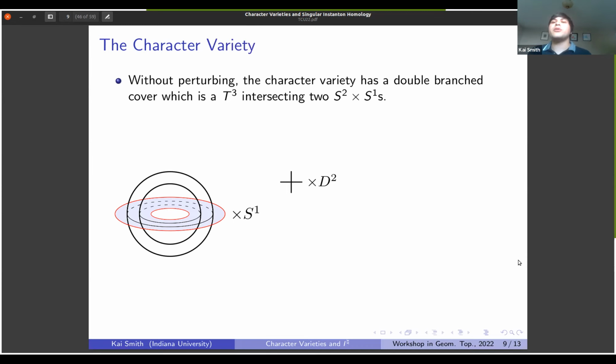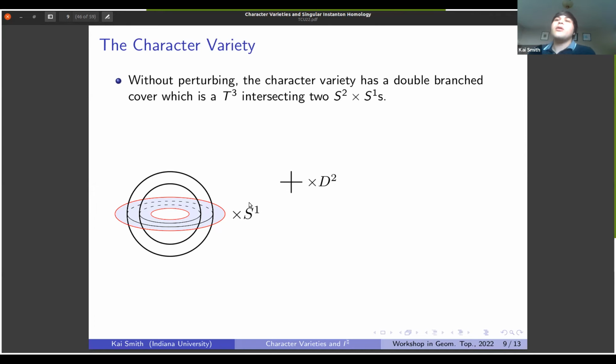And before we perturb, this is the character variety we get. We have a T3 intersecting 2 S2 cross S1s. So here's sort of my picture for it. I have this annulus, which I've shaded in, and I'm going to identify the 2 boundary components so that we get a torus. And we see these two spheres, and they're both going to intersect this annulus in a circle. And I'm going to take that whole picture and take the product with S1.